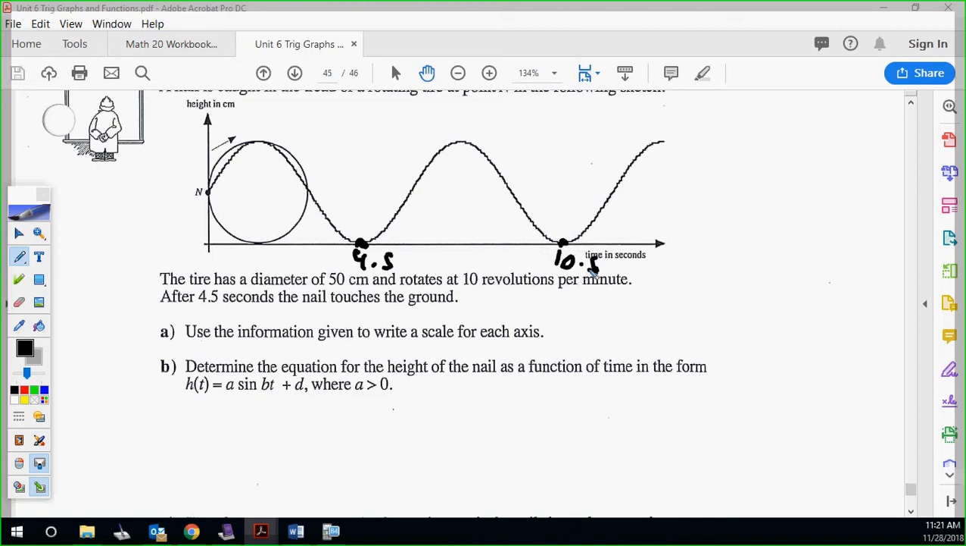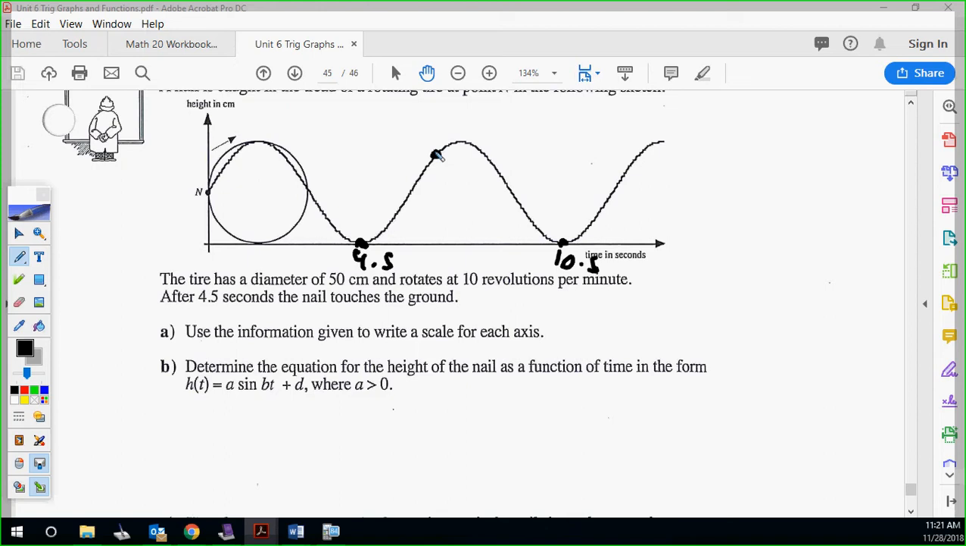So 6.5, where's 6.5? Well, 4.5, 10.5, those are 4 apart. 6.5 is 2 from there. So that's right about here. So I mean, that's on an upswing. That's past halfway. You're almost at the top of the tire at that location in time.